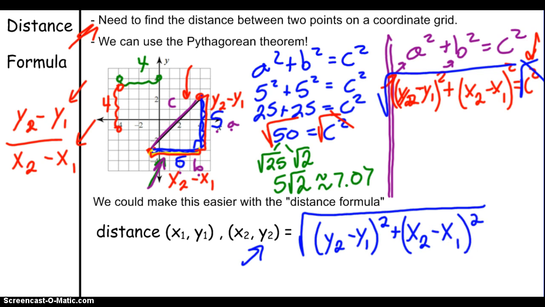Now what you're going to notice is it might actually just be easier to use the Pythagorean Theorem like I did here most of the time, but I'll also show you how to use the distance formula. Let's try the 4 examples below.